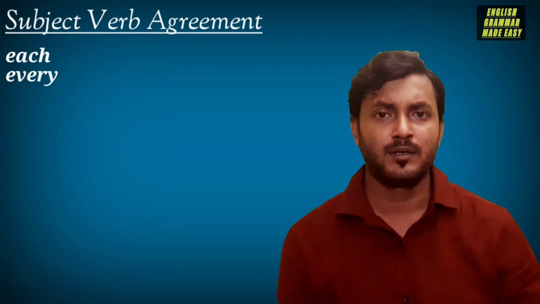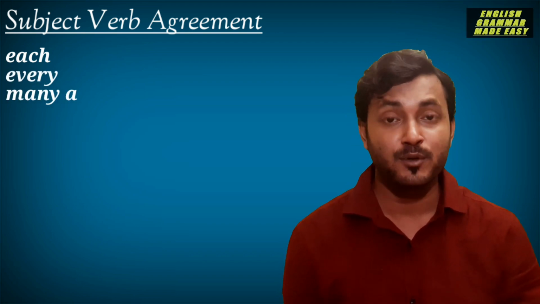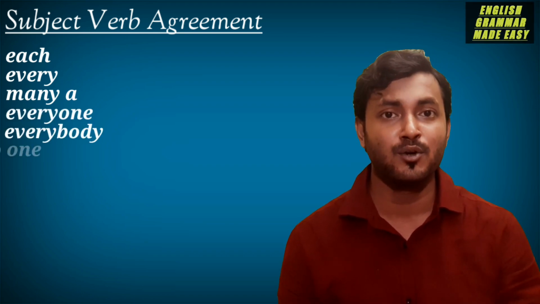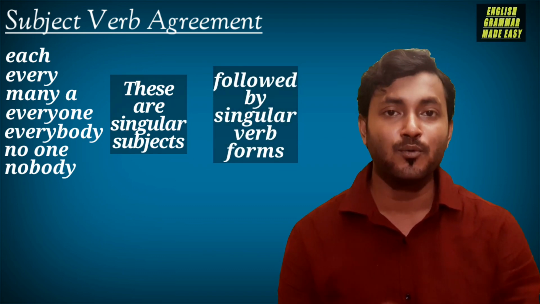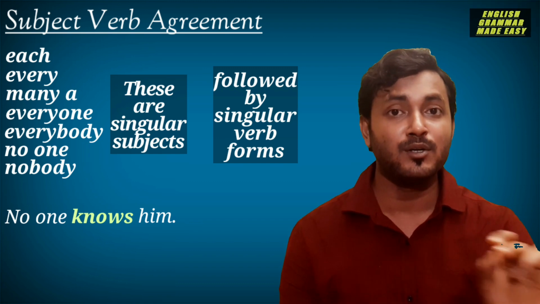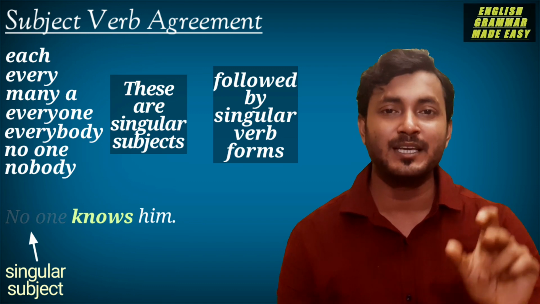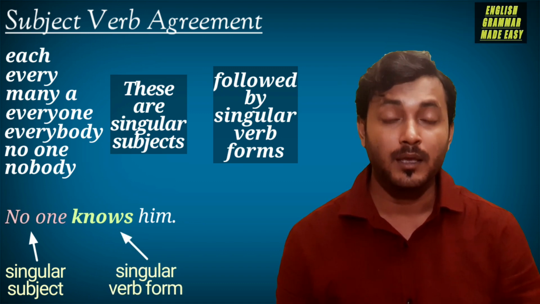Next one. If you see the use of each, every, many, etc. in the subject phrase, or if your subject is everyone or everybody or no one, nobody, etc., then your subject is singular. So, no one knows him. Here, no one is a singular subject. That's why it takes a singular verb after it: knows him.